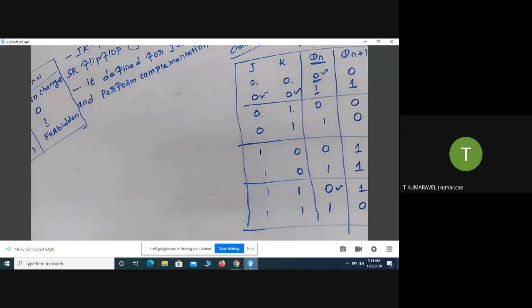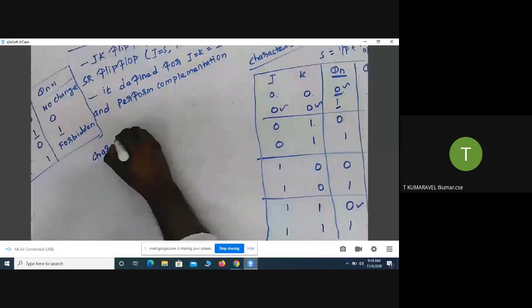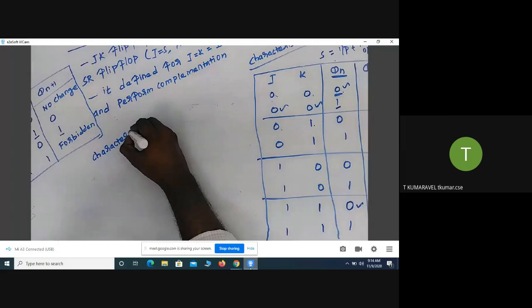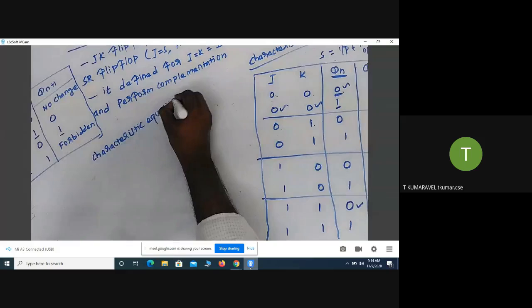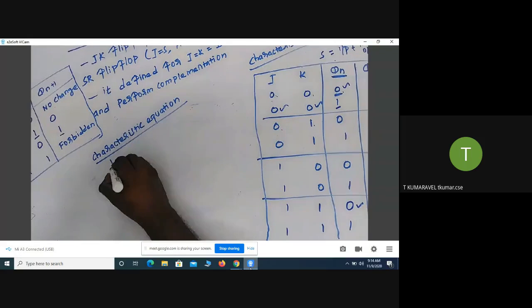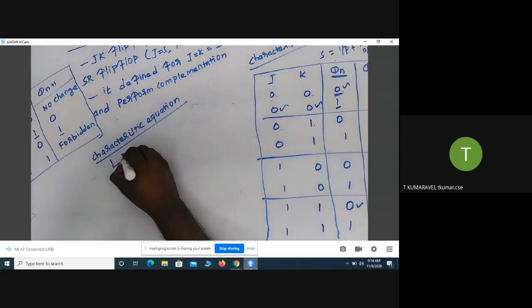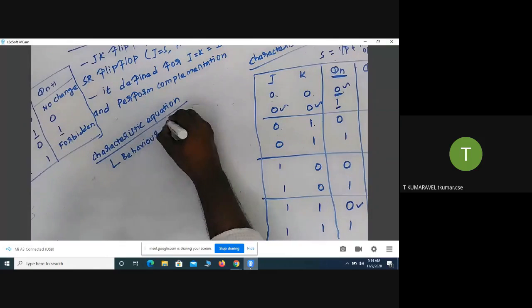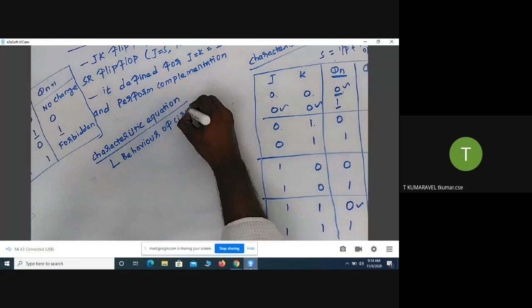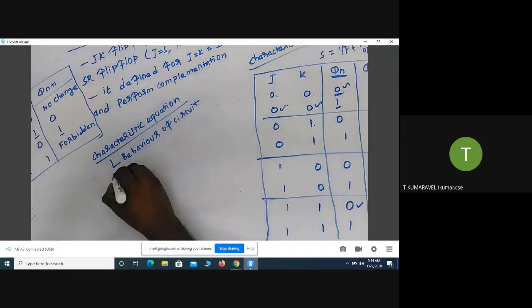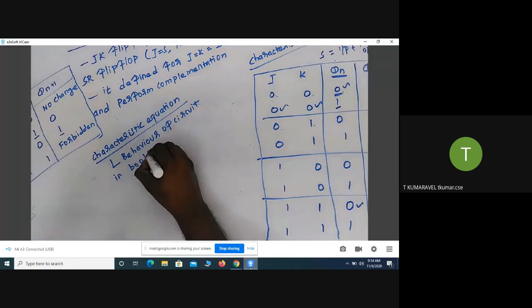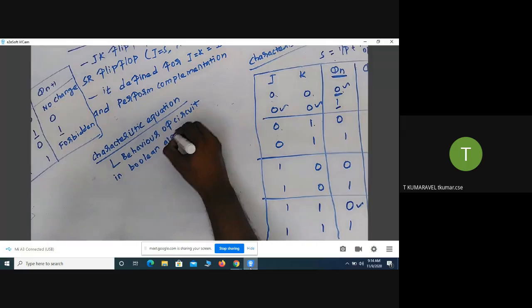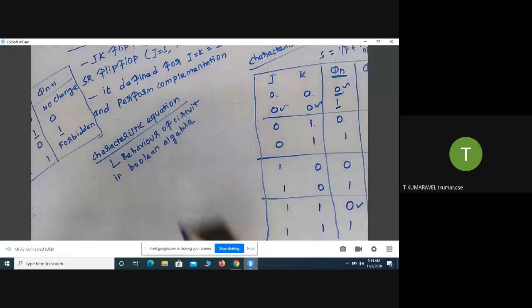I will tell you the meaning of the characteristic equation. It tells the behavior of the circuit in Boolean algebra representation. That is called a characteristic equation.